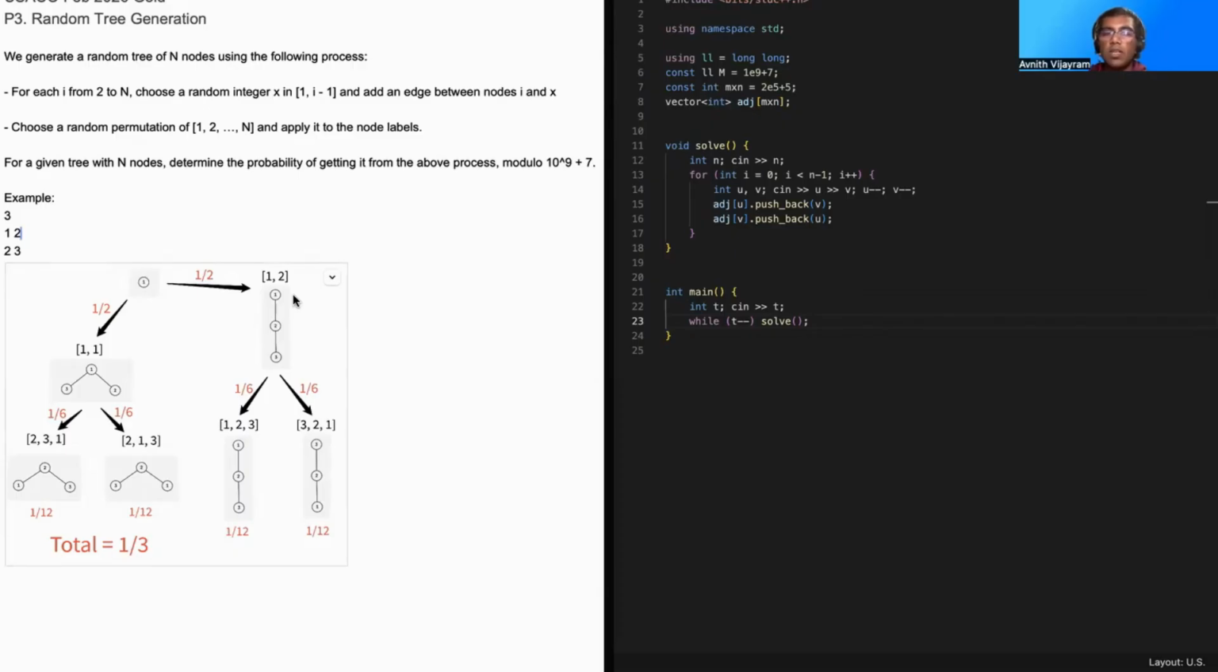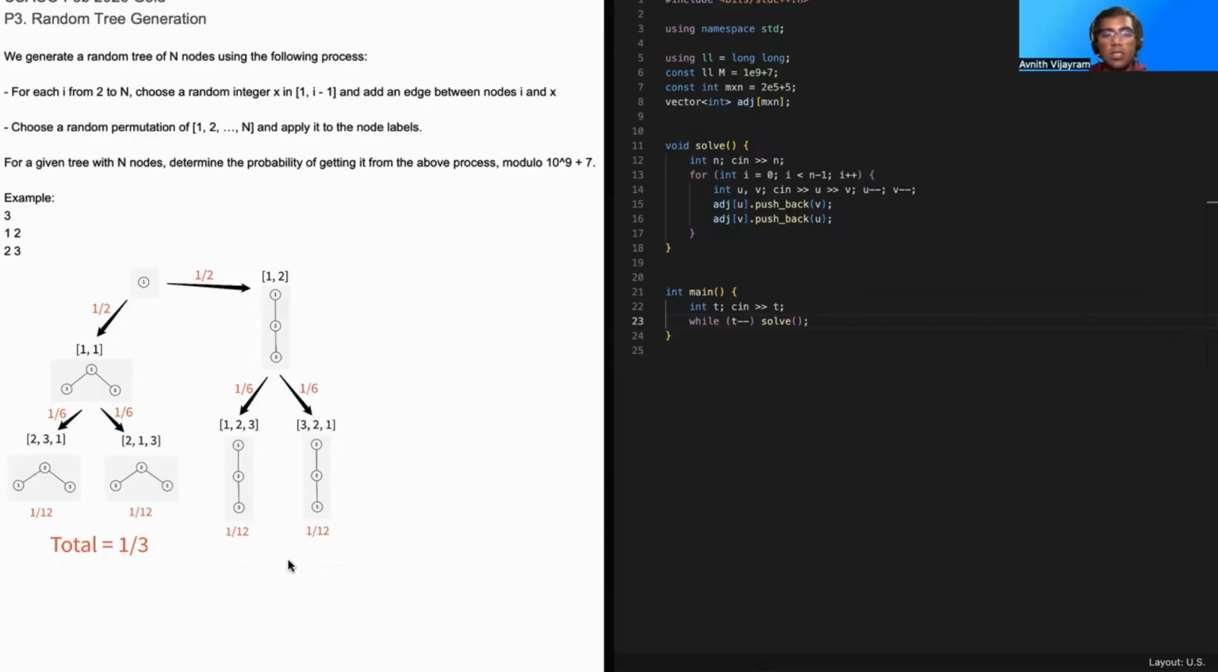For each of these graphs, there are 6 permutations we could possibly apply. It turns out that for both graphs, there are 2 permutations which give us the same tree as the one in the input. For example, if we have the graph with edges between 1 and 3 and 1 and 2, then the permutations 2, 3, 1 and 2, 1, 3 give us the graph in the input. If we have the graph with edges between 1 and 2 and 2 and 3, then the permutations 1, 2, 3 and 3, 2, 1 give us a graph with the same edges as the tree in the input. So there are a total of 4 ways, and each has probability 1/2 times 1/6, which is 1/12. The total probability is the sum of all of these, which is 1/3.